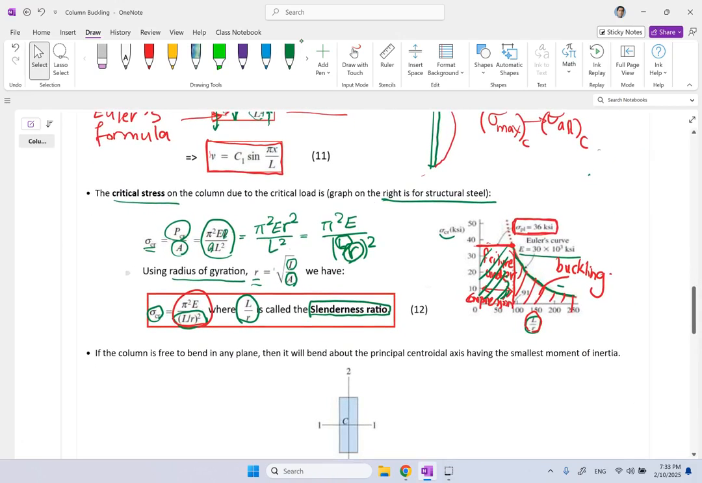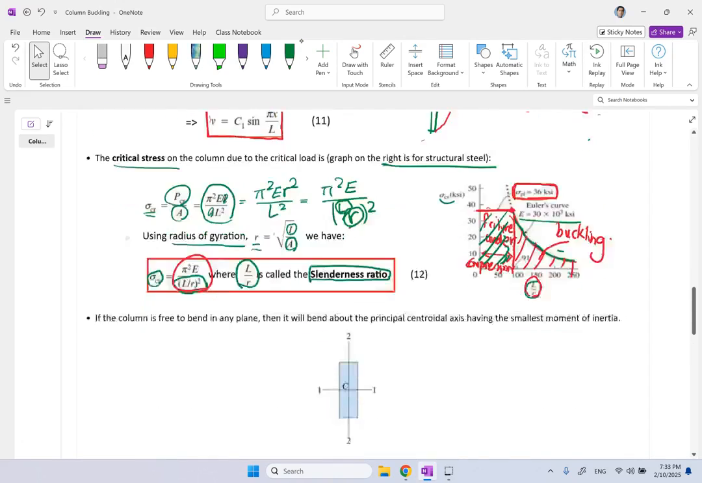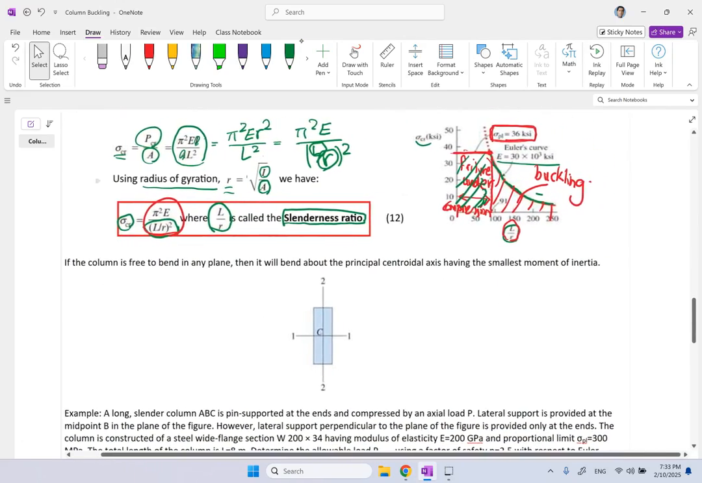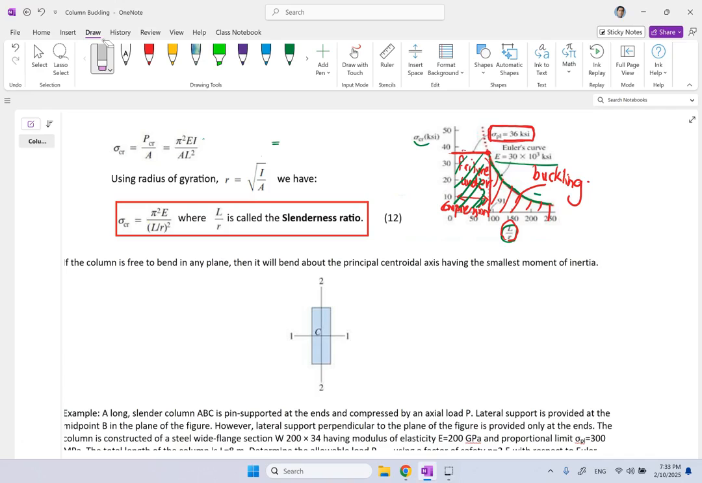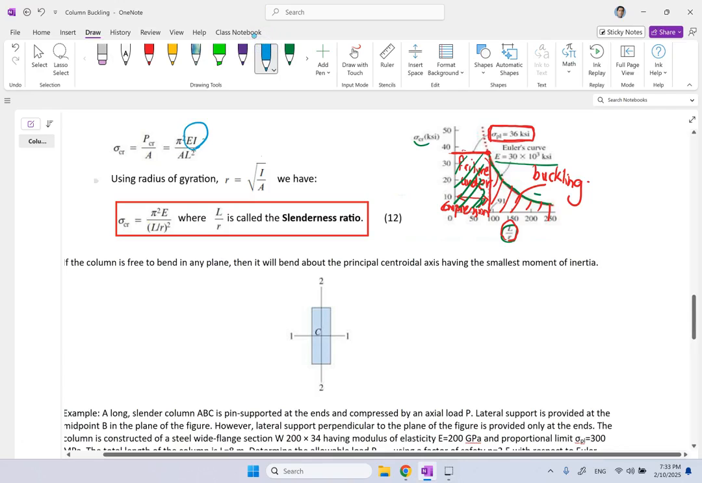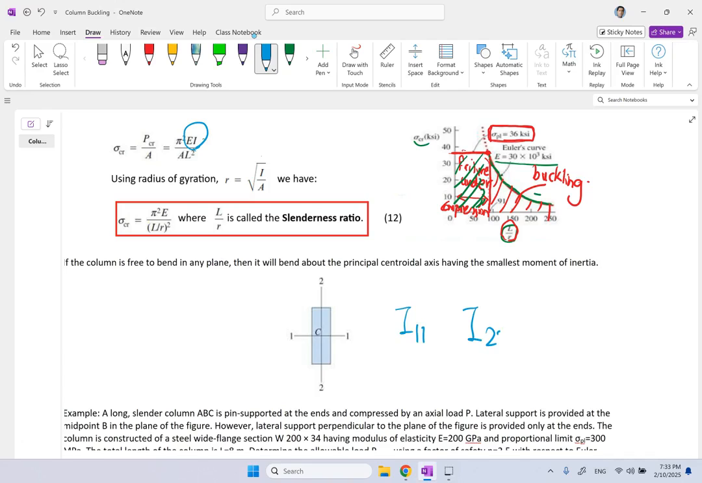Now, the next thing I need to talk about before we look at one example is, in this formula, we said I. Which I? That's one important thing that we have to consider. If you look at any cross section, it has two I's. So if this is the cross section of the column, there is one for 1, 1 and one for 2, 2. Which one of them should be placed in this formula? The answer is always the smaller one. So whether this is the smaller one or the bigger one, you always put the smaller.